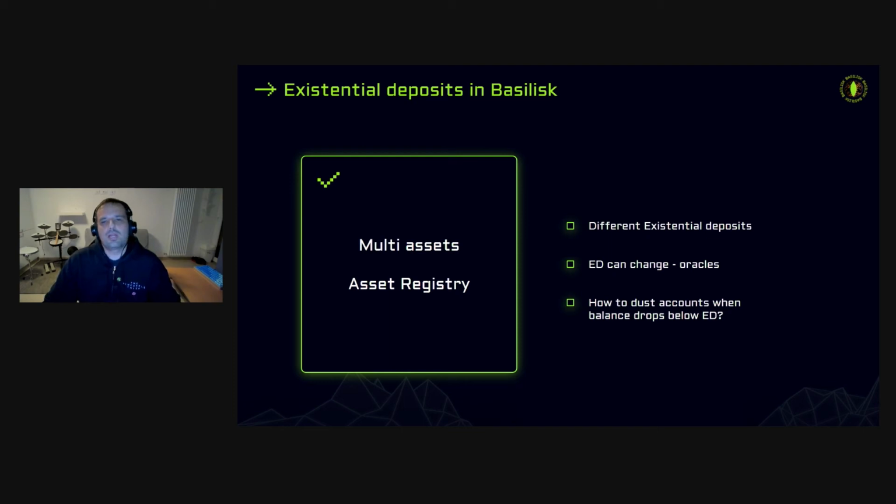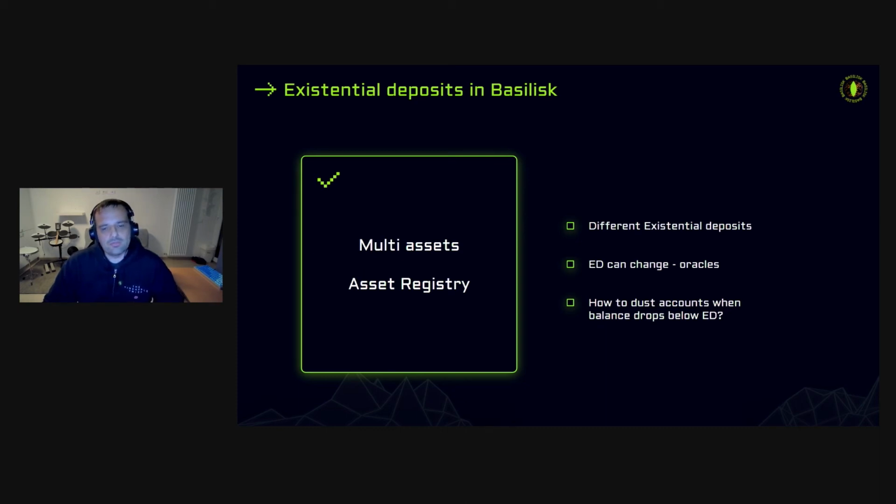So now we can have a look at how we handle existential deposits in Basilisk. In Basilisk, we have many assets. We implemented our own asset registry, and every asset has to be registered first before it can be used. When registering a new asset, you also provide some parameters, and one of these parameters is the existential deposit. Using a price oracle, the value of an asset can change, and the existential deposit can change based on the value of the asset, and this can happen at any point, basically.